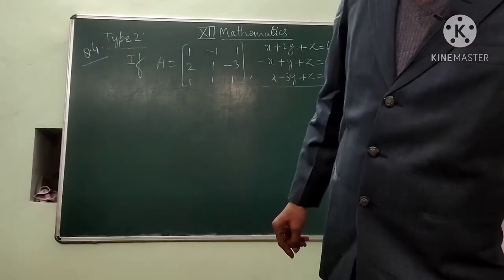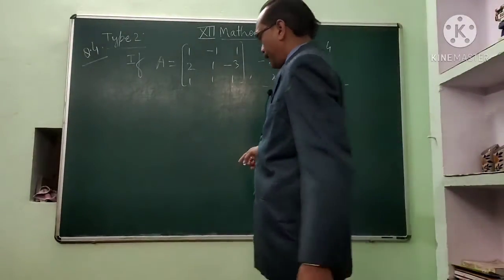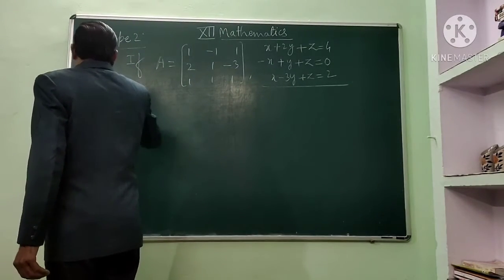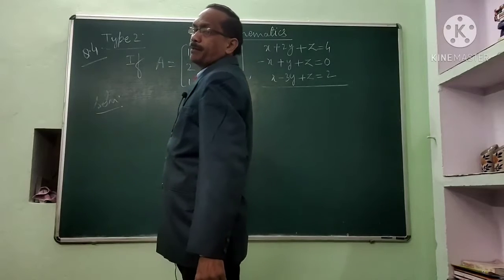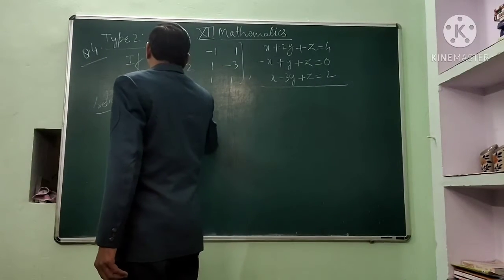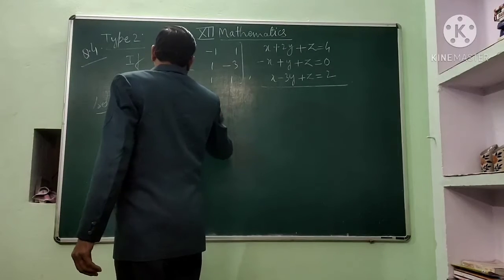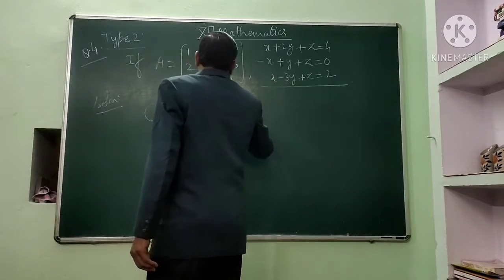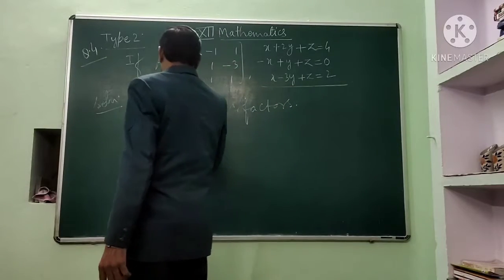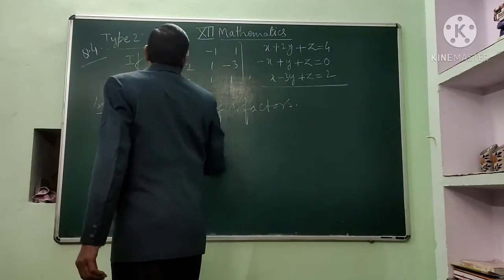So let us find the inverse of this matrix. To find the inverse, first of all, we will find C. C is the matrix of cofactors. So let us find the cofactors.